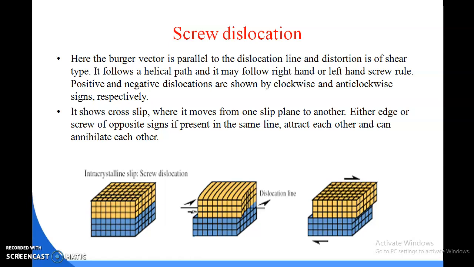Either edge or screw dislocations of opposite signs, if present on the same line, attract each other and can annihilate each other. Here is the diagram of a crystal structure, or whatever metal you take, and here we are applying shear stress. It moves from one place to another, or shears off by the shearing stress that we have applied, so the atoms are displaced from their places.